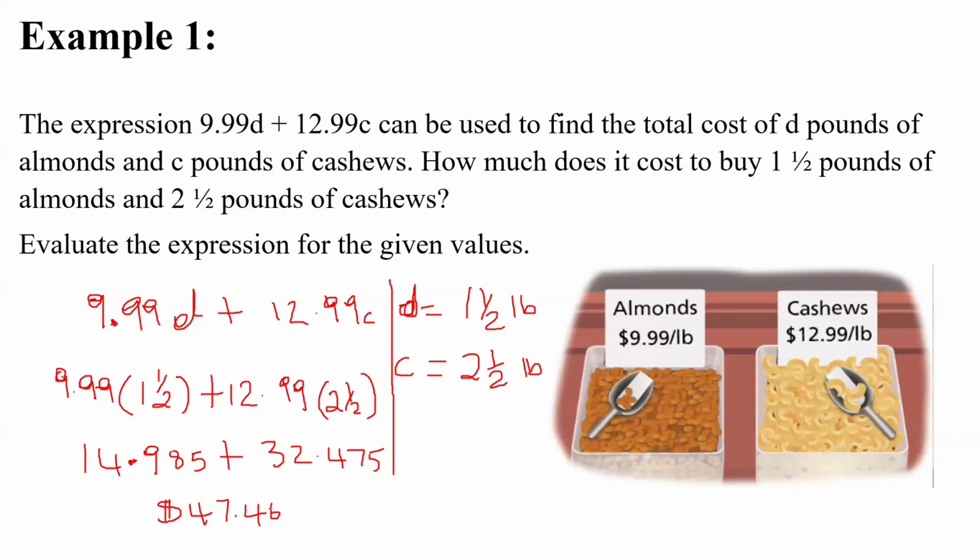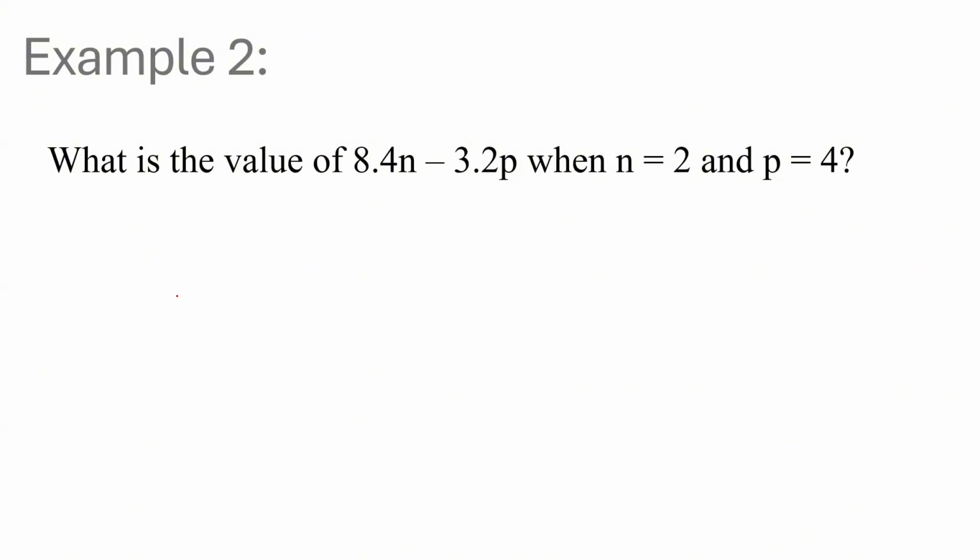All you need to do is to substitute the values that you are given for the variable in the expression, and then you simplify using order of operation. Now we're going to look at example number 2. Another example, it says, what is the value of 8.4n minus 3.2p, when n is 2 and p is 4. So again, we are going to evaluate this expression by substituting the values for the variables and simplifying the expression.